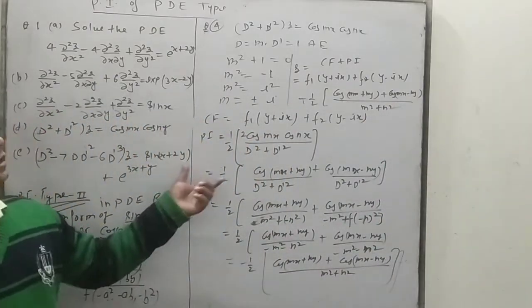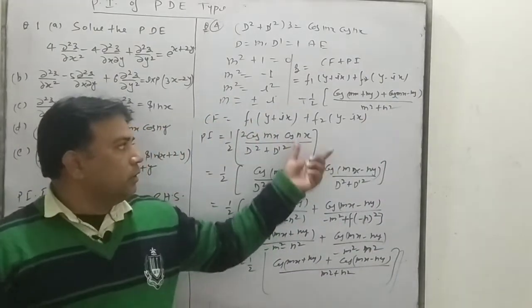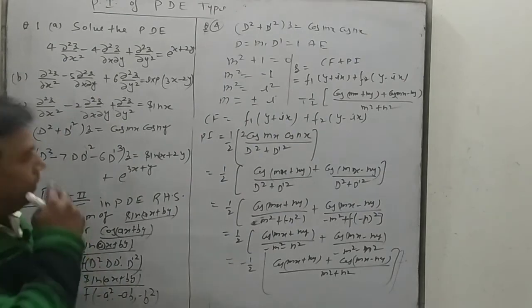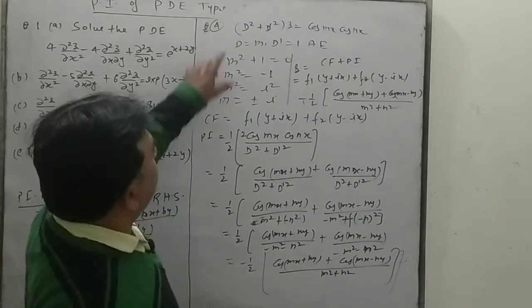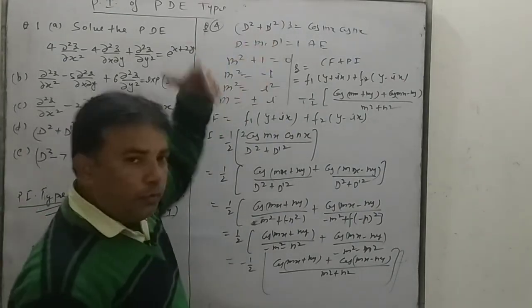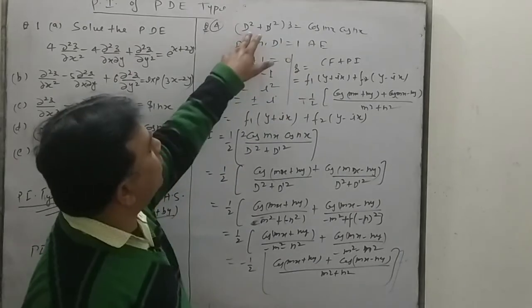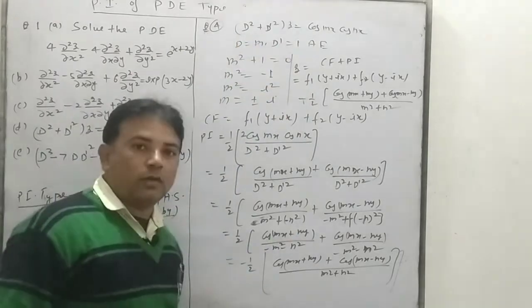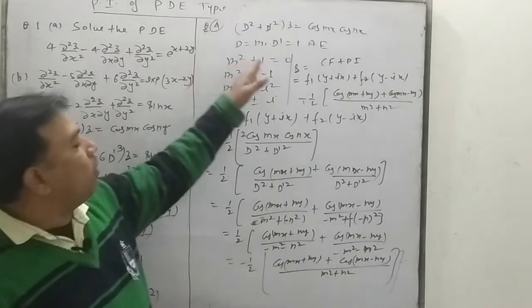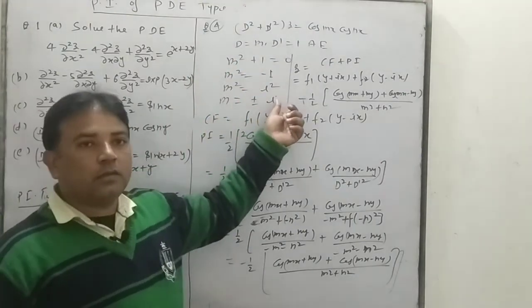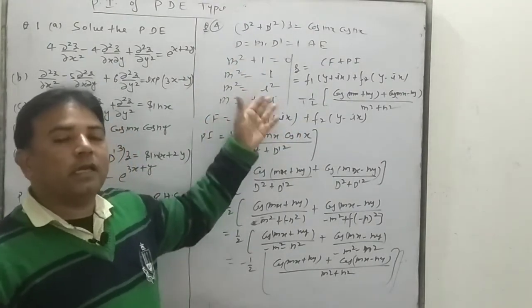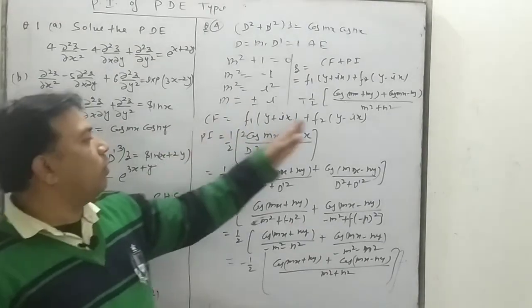This is the complete answer of this partial differential equation. You are seeing that first we write the operator form. We write the auxiliary equation: D equal to m and D dash equal to 1. Then m square, and the values of m come in the form of plus i and minus i. We write the CF of this.